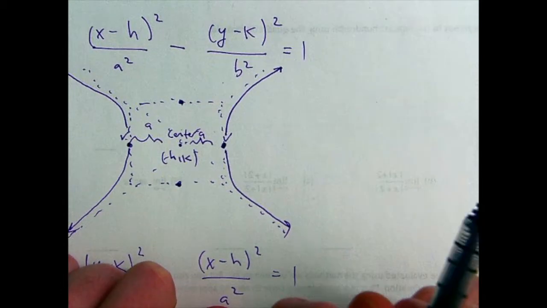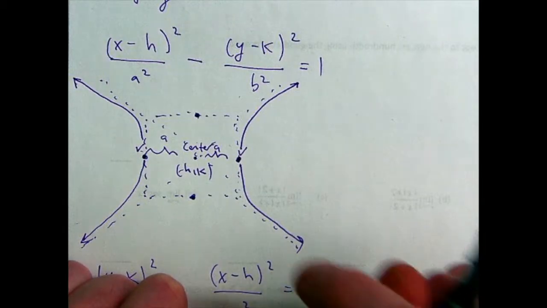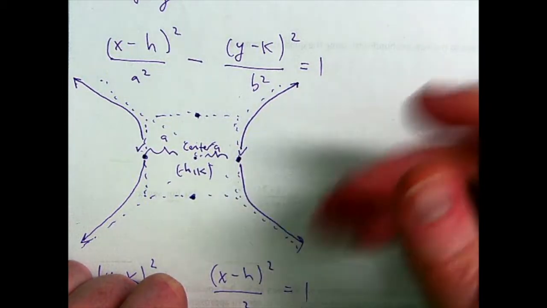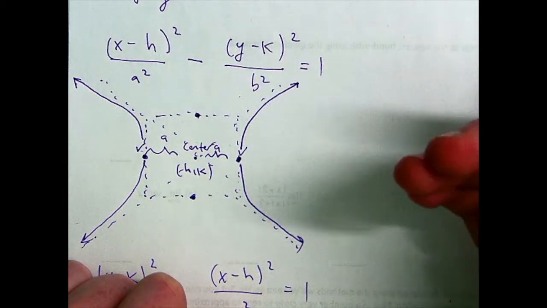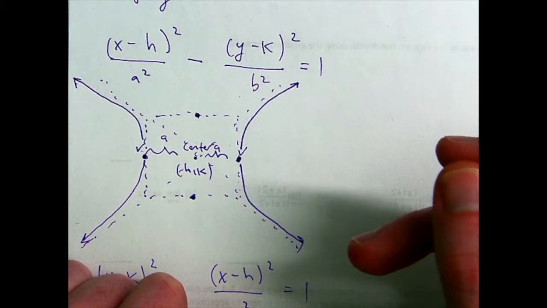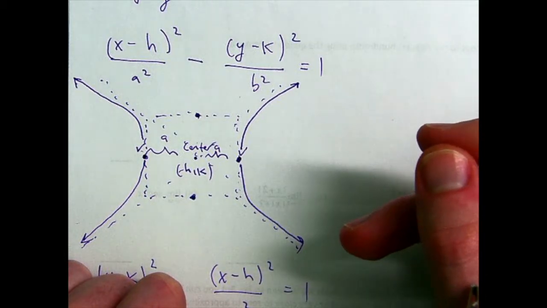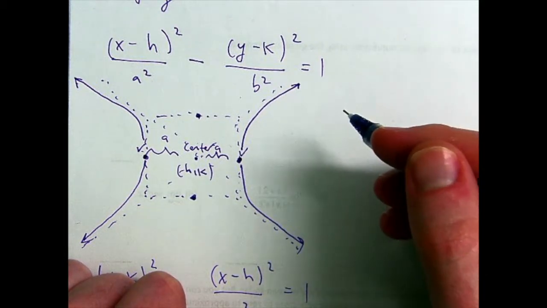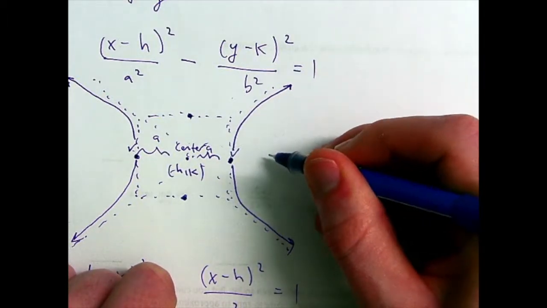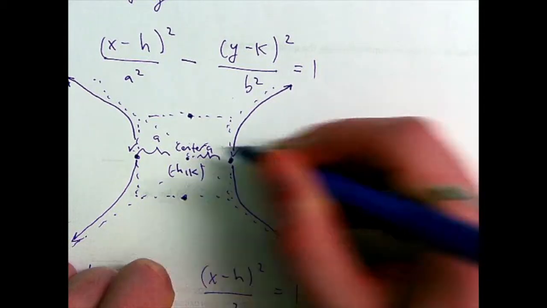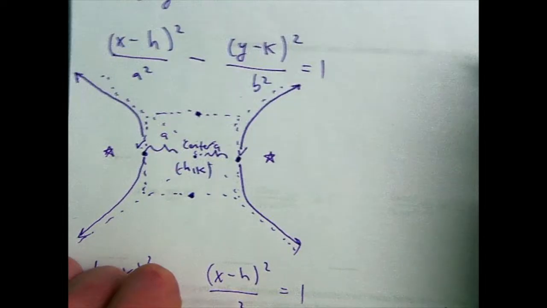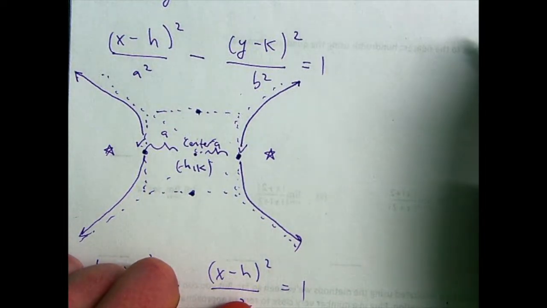I want to mention that just like ellipses, we have these things called foci. And exactly what the foci are and what they do is kind of a mystery that I think I might just postpone for right now. But let's just make it clear that there are these special points called foci. And in the case of the hyperbola, they're going to be here and here. And as usual, I designate foci using stars instead of dots.